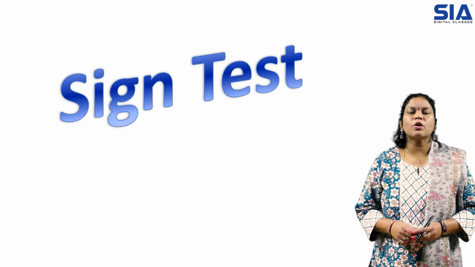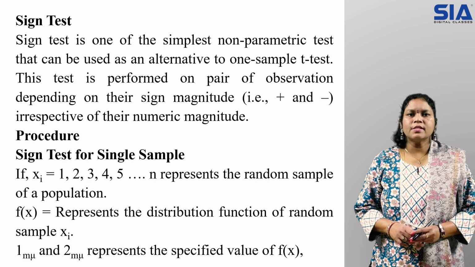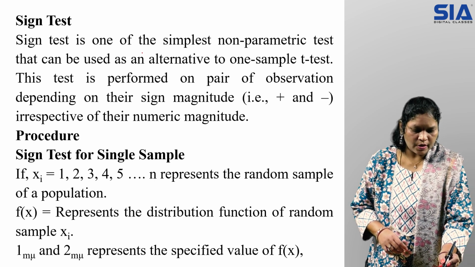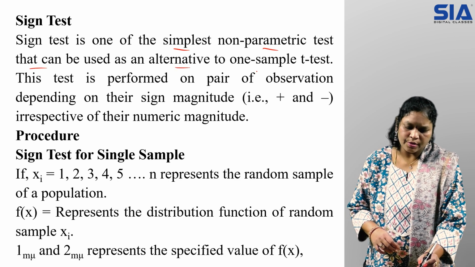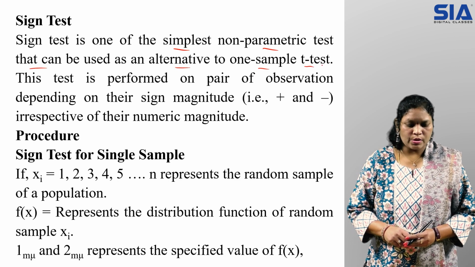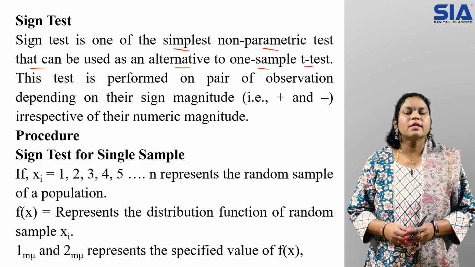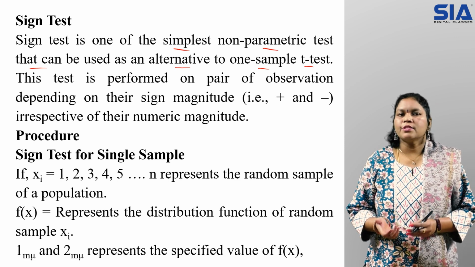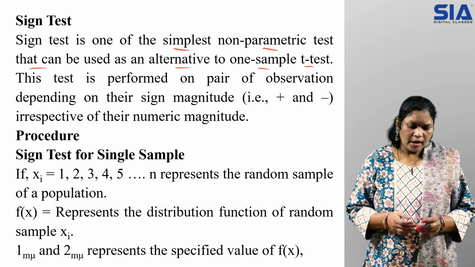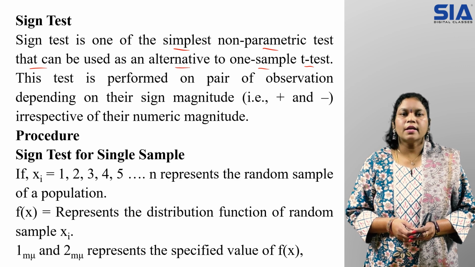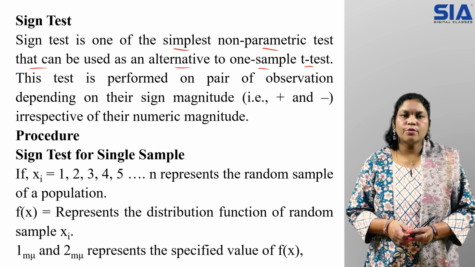Today let us discuss the concept of sign test. Sign test is one of the simplest non-parametric tests that can be used as an alternative to the one sample t-test. Actually, all non-parametric tests are easy to handle and the calculation will be a bit easier. In that, sign test is again easier, and we can utilize it as an alternative for the one sample t-test also. Now let us check how it goes on.